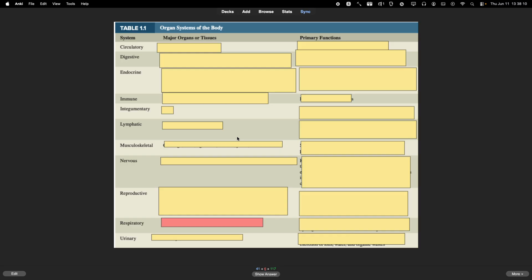So this was asking for the major organ or tissue of the respiratory system. So this would be like your nose and sometimes your mouth and your trachea and the lungs, obviously. Larynx, pharynx.